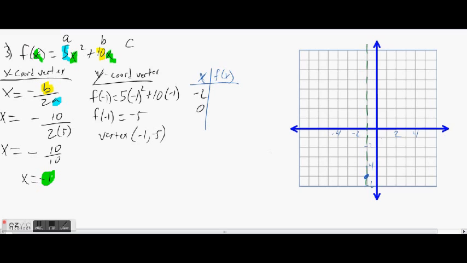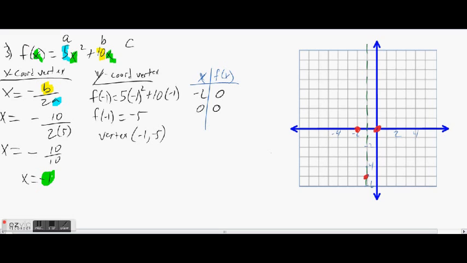Alright, so plug that in. You know which one I'm going to plug in. I'm going to plug 0 in. That's a whole lot easier. So 5 times 0 squared, 0. Plus 10 times 0, 0. 0 plus 0 is 0. So then I have -2 and 0. I said I was going to use red. Stands out more. So -2 and 0 and 0, 0. Alright, so it goes through the origin.